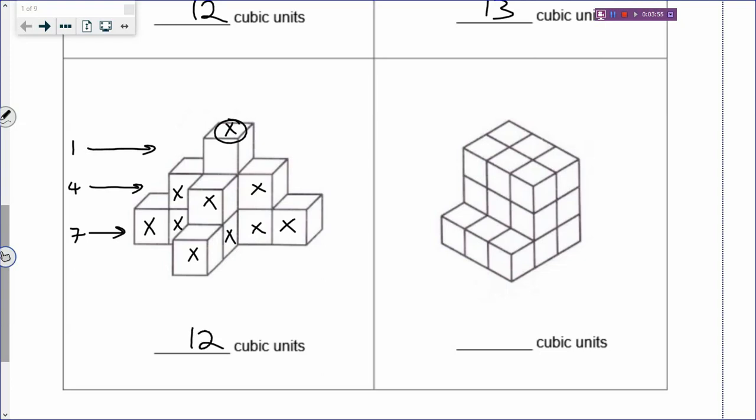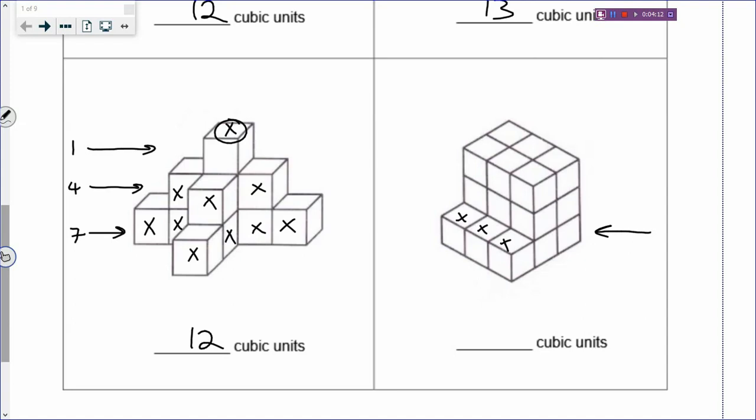Alright, so that is how you count the cubes one by one, layer by layer. Alright, how about the next one? Now, same thing, the first level, how many cubes can you see? I can see 3 cubes that are exposed. And then how about the cubes that I can't see?